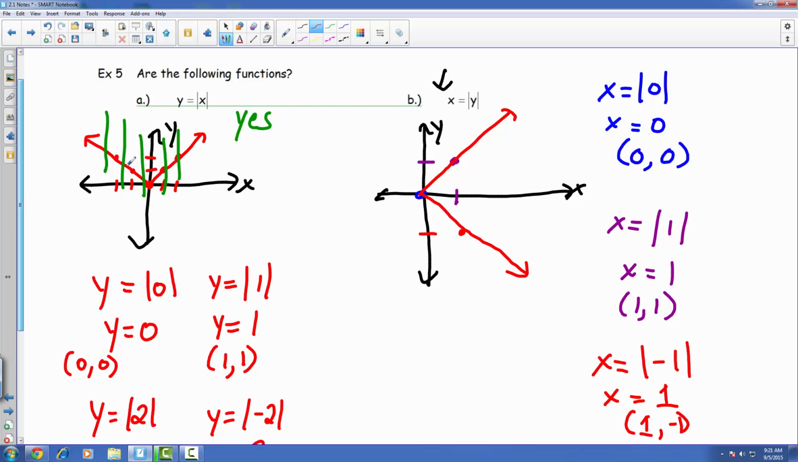It's like we just took the earlier image and turned it 90 degrees. Is this a function? Well, just doing the vertical line test, you can see very quickly, nope, crossing twice. So as a result, for B, this would not be a function. All right. So again, that is example 5 from our 2.1 set of notes.